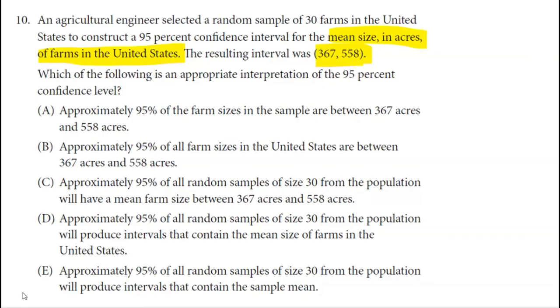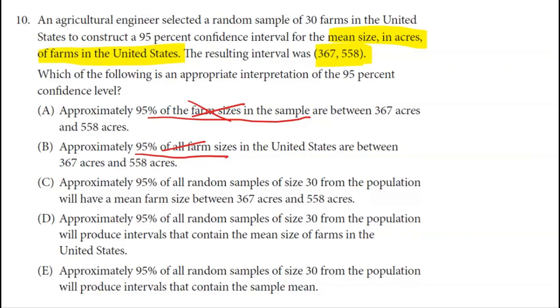A says approximately 95% of the farms in the sample are between 367 and 558 acres. No, what are we talking about? 95% of the farms in the sample? No, that's just not correct language at all. B says 95% of all farm sizes in the United States are between 367 acres and 558 acres. No, I'm 95% confident, but not 95% of all the farms, right? 95% is about confidence and it's not about the farms. That's not correct either.